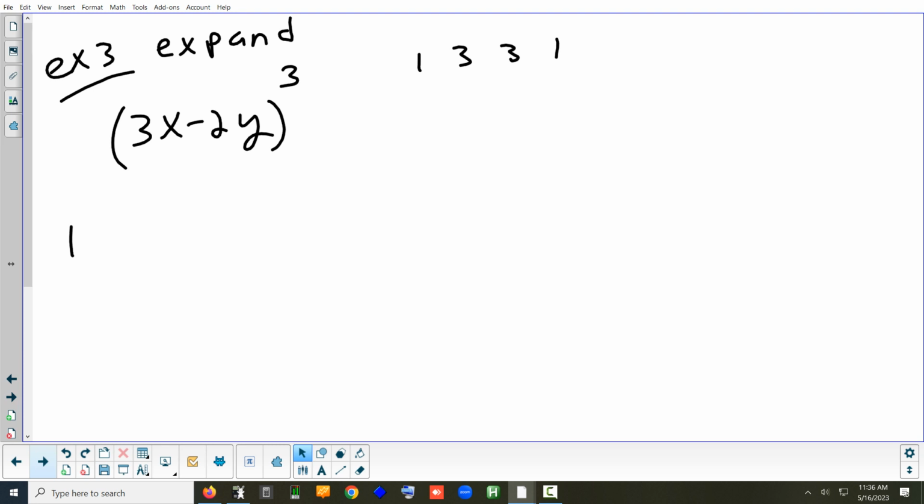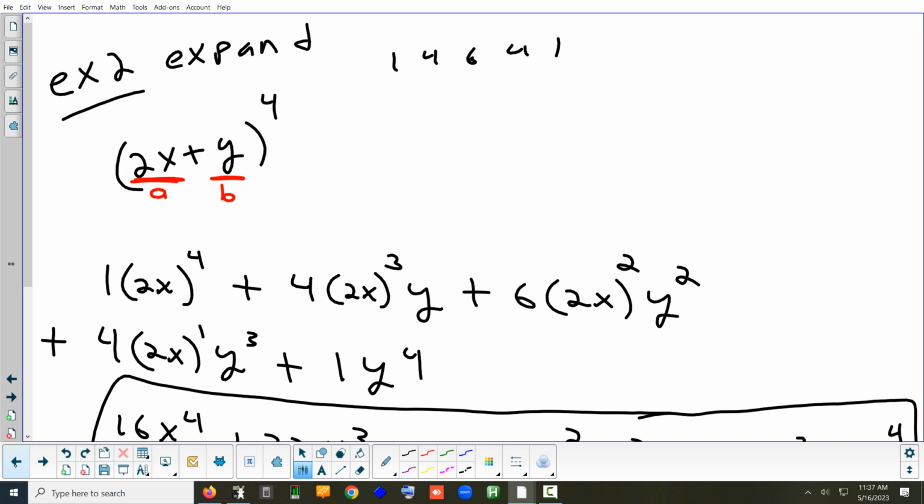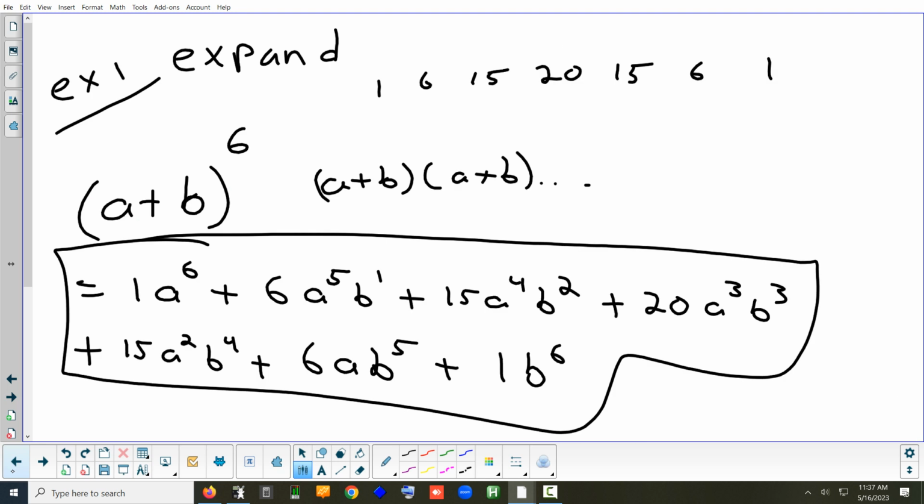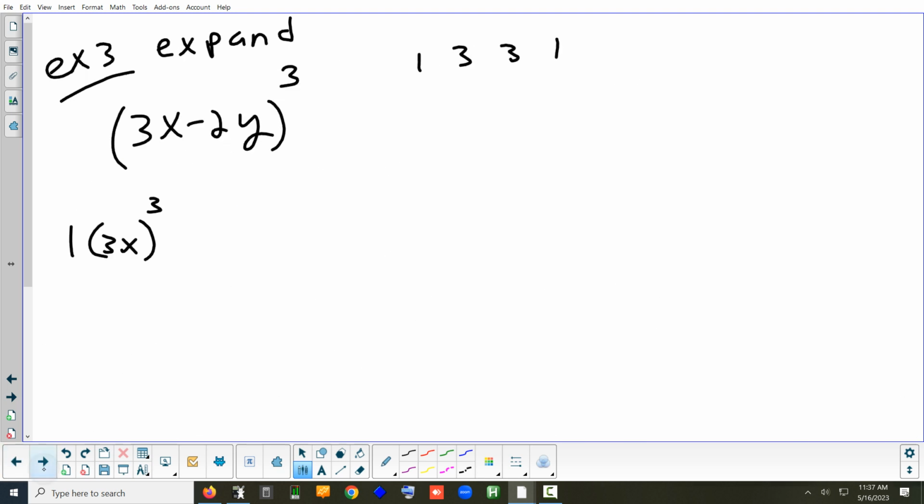Okay, so my first coefficient, and what's going to go in parentheses? 3. To the third. Don't worry about the 2y yet. Or be careful, because all the problems we've been doing so far had a plus, a plus. This one has a minus. So it hasn't affected anything yet. But you might want to think of it like this.